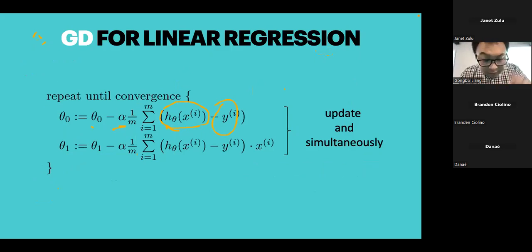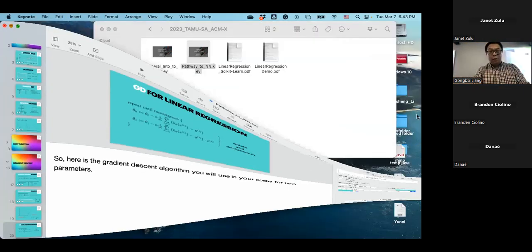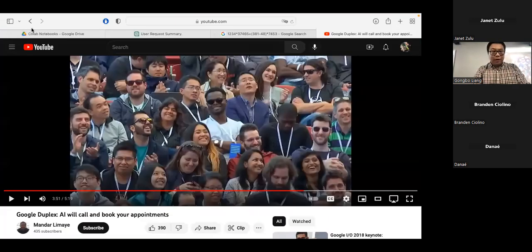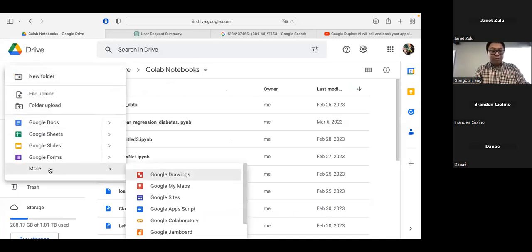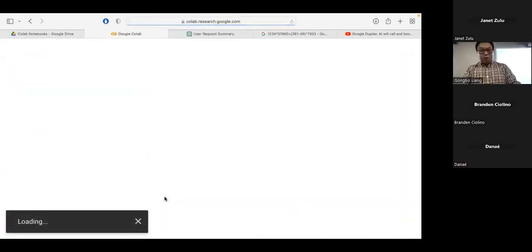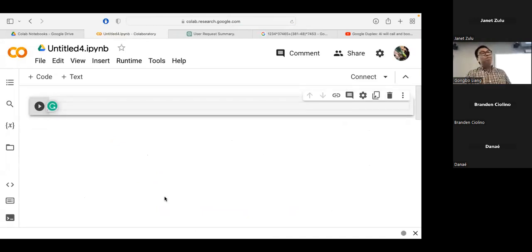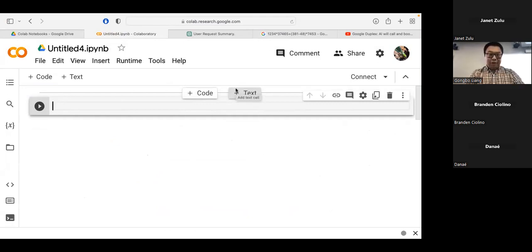Okay, so now we have enough background for linear regression, so let's play with it. I don't know if I can have both of them, but I can at least have one. So I will use my Colab. Colab is just a Jupyter notebook. What I'm going to do is build a linear regression from scratch, so I can clearly show you what is happening here.